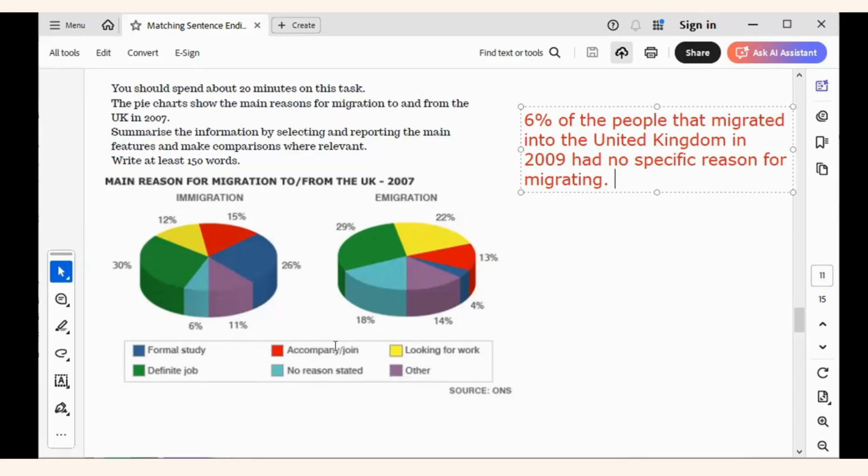Some people accompanied somebody or came to join maybe their spouse or something. But there is a category that did not state their reason. So how do you write that? They had no specific reason. Or you can say that 6% of people that migrated into the United Kingdom in 2009 did not give any specific reason or did not state their reasons for migrating.